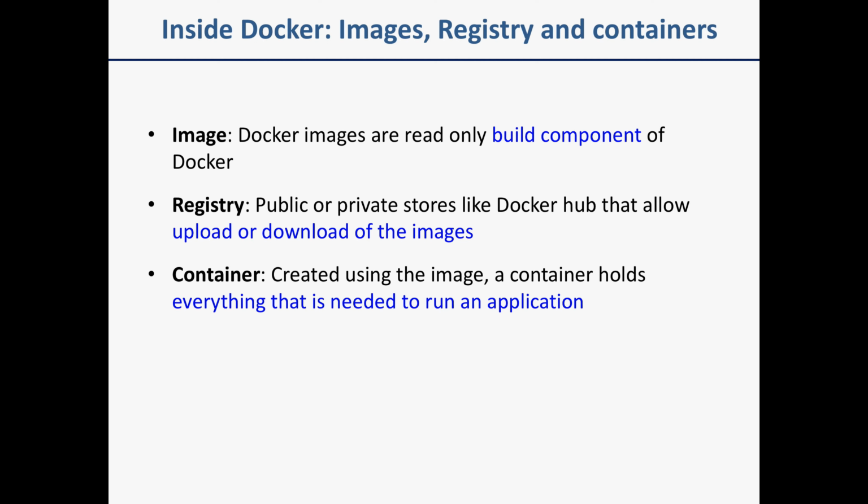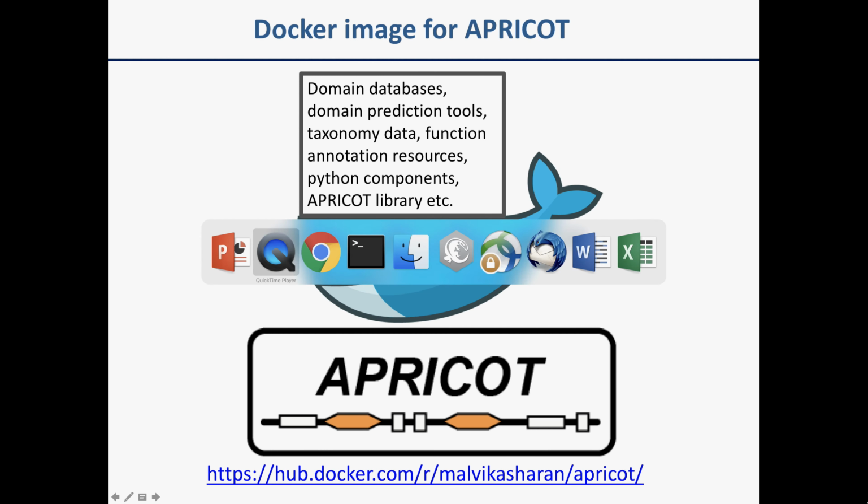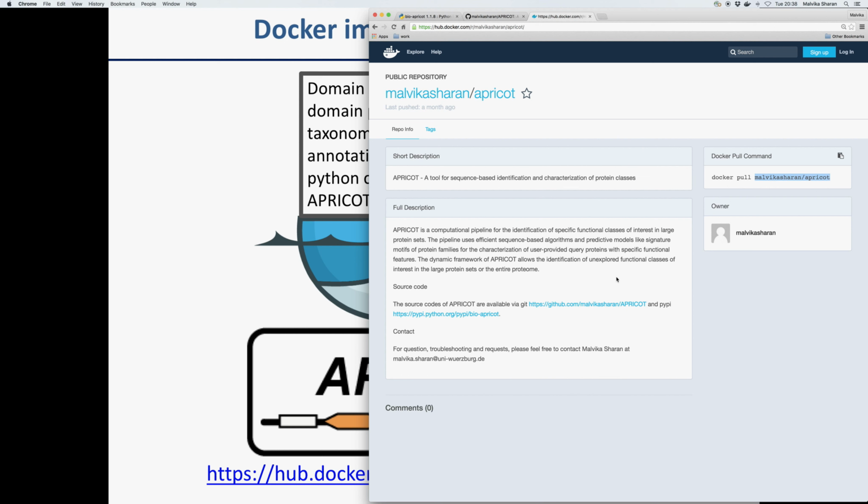A container is created using an image. A container holds everything that is needed to run an application. In the case of APRICOT, we have our Docker image, which comprises all the domain databases, prediction tools, taxonomy data, function annotation resources, Python components, the APRICOT library, etc. And this is available in Docker Hub, where the link is right here, which I have opened here.